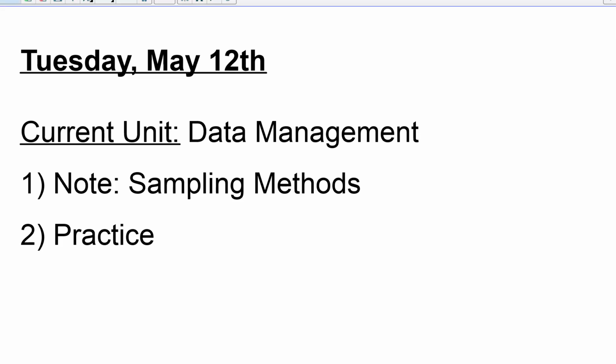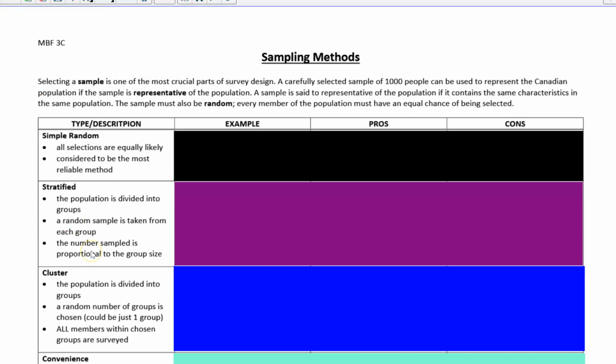Today we're going to talk about 5 or 6. I've got a chart here, and I think I've given you a blank one that you can fill in if you would like. Selecting a sample is one of the most important parts of survey design. A carefully selected sample of 1,000 people can be used to represent the Canadian population as long as the sample is representative of the population. So it can save you a lot of time in collecting information. If you carefully select your 1,000 people, they can still be representative of the entire population without you actually having to survey the entire population.